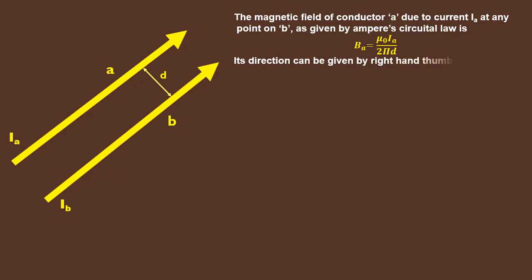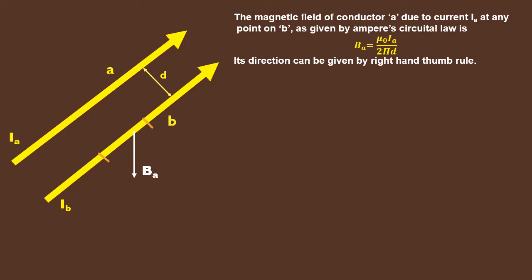Now, the direction of this magnetic field BA, which is field of conductor A at B, can be given by right hand thumb rule. Right hand thumb rule is also explained in previous videos. The link is given in the I button. You can check it out there. So the direction as given by right hand thumb rule is vertically downwards, if the conductors are placed horizontally. So you can see this is the direction of magnetic field BA here. It is vertically downwards. So this is how we find the magnetic field.